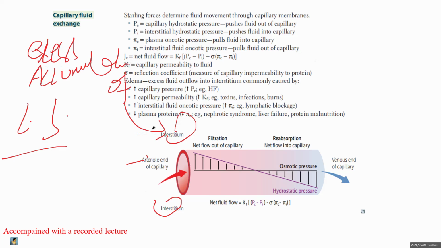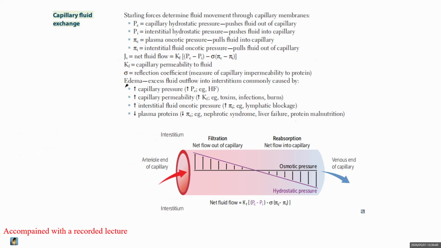One of the major causes of edema is the increased capillary hydrostatic pressure. Because if the capillary hydrostatic pressure rises, more fluid is pushed out of the capillary, so filtration increases and edema can develop. A common example is heart failure. In heart failure, especially when the venous pressure is elevated, capillary hydrostatic pressure also rises, causing the fluid to move out into the tissues, right? So this is one of the very high yield topics.